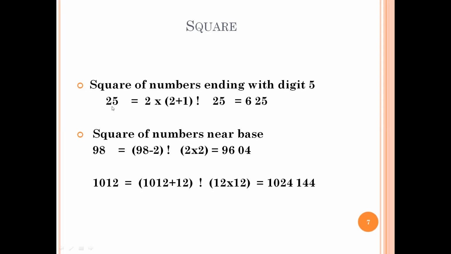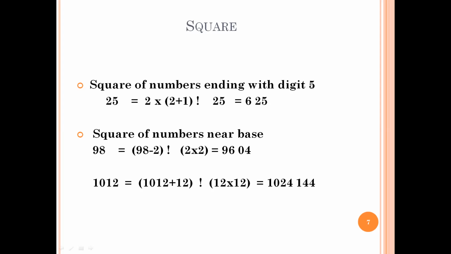Okay, I will explain again. If the number ends with a 5, how will we do it? We take the first digit, 2, and take the next number of it. The next number of 2 is 3, multiplied by 2: 3 twos are 6. And 5 into 5, 25. Answer is 625. But this rule is only applicable to find the square of a number which ends with 5.